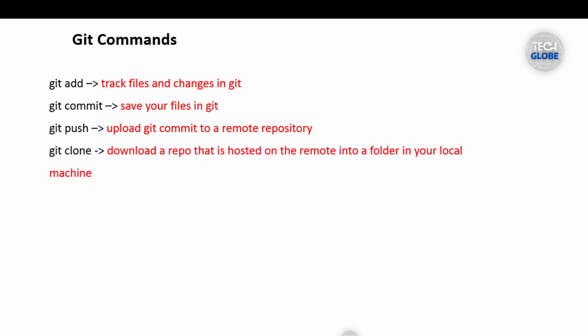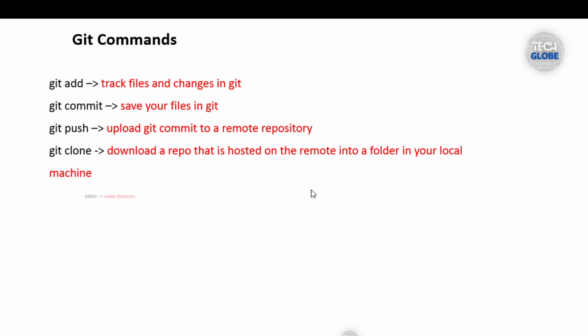Then git clone. If you've hosted a repository or your local project on the remote, you pushed it to GitHub, all right, not just GitHub, other web-based services that help you do that, then something happened to your machine, your computer, you lost that project. You can actually download a copy of that project from the remote into your local machine. So the command that helps you do that is git clone.